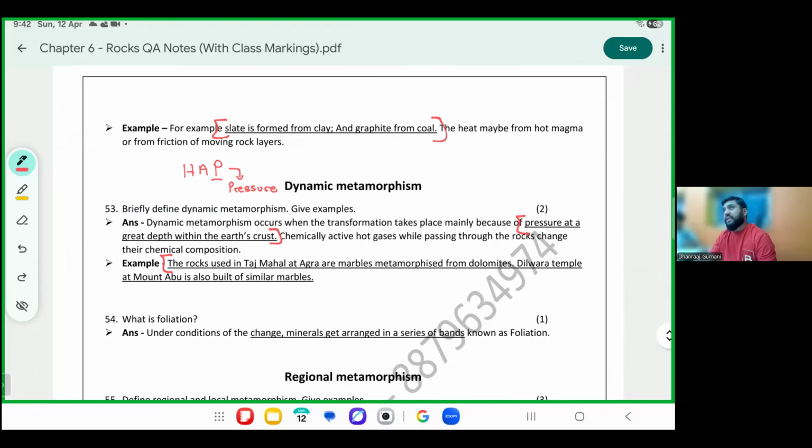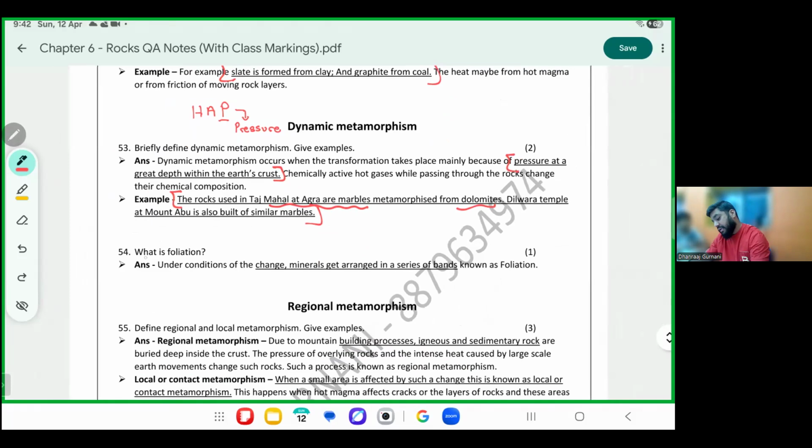The rocks used in Taj Mahal at Agra are marbles. Taj Mahal is made out of marble, which was formed by dolomite. The Dilwara temple at Abu was also formed by similar marbles. And a very short answer, please mark.